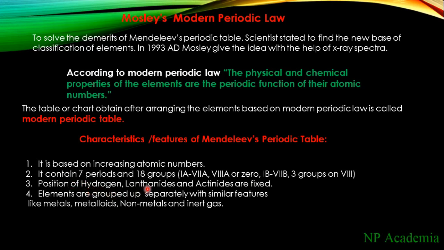And the lanthanides and actinides are fixed. In the Mendeleev periodic table, there was some confusion regarding lanthanides and actinides. But in the modern periodic table, there is a separate table for the lanthanides and actinides groups. In this table, there are 14 elements in 2 periods.